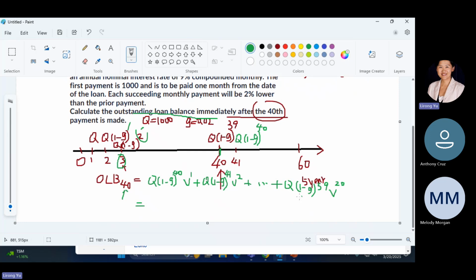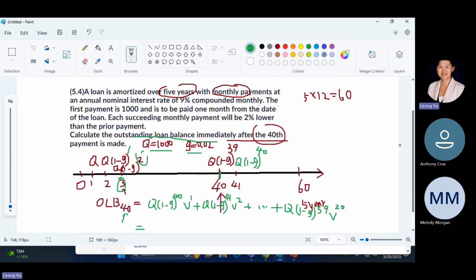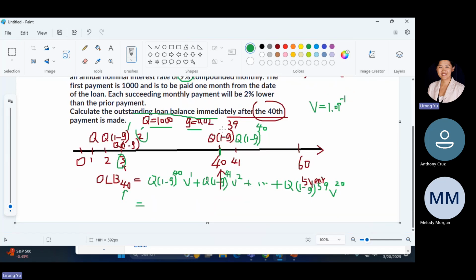And now that's the calculation, and then the Q, the G, or the V depend on the interest rate. The interest rate is 9%. So our V is actually 1.09 to the power of -1. So we're going to factor out all the common factors. The common factor is Q times 1 minus G to the power of 40, since they all have power 40.